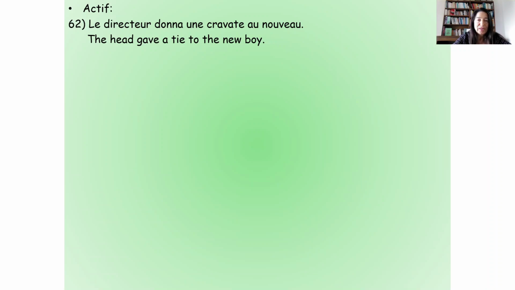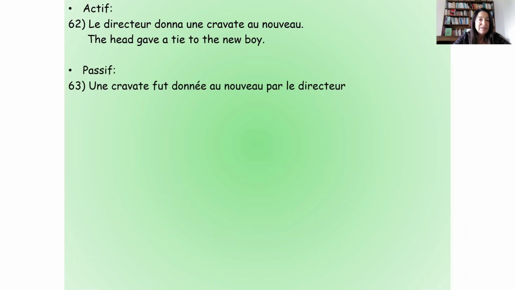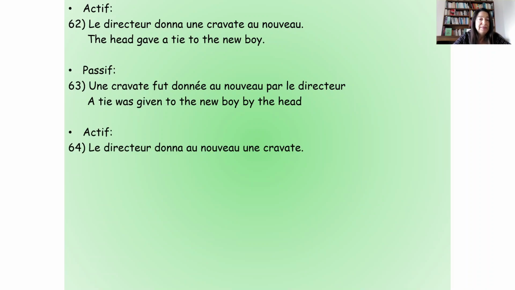The passive voice sentence can start with the object here, une cravate. Une cravate fut donnée au nouveau par le directeur. And in English, that would be exactly the same thing. A tie was given to the new boy by the head.